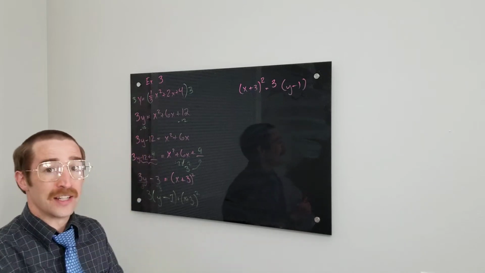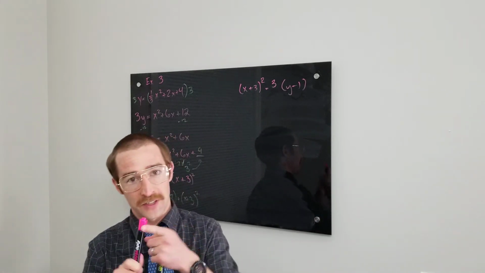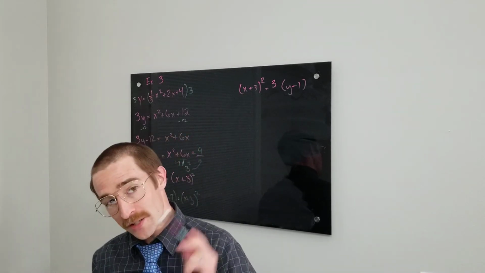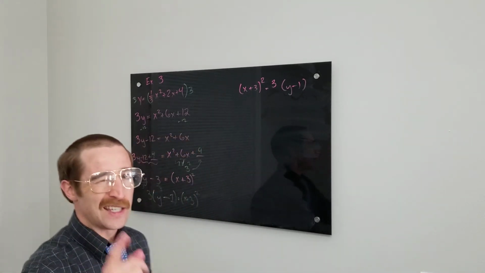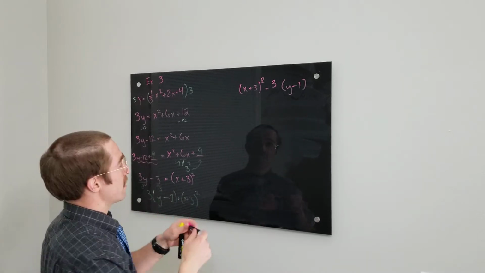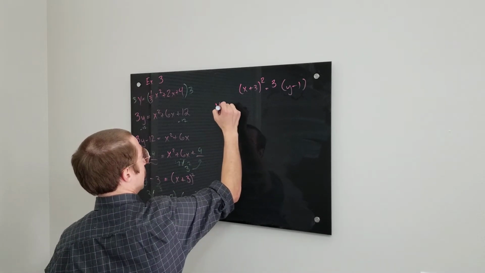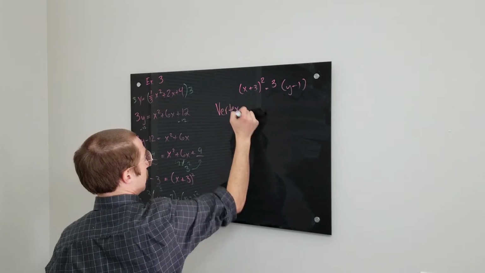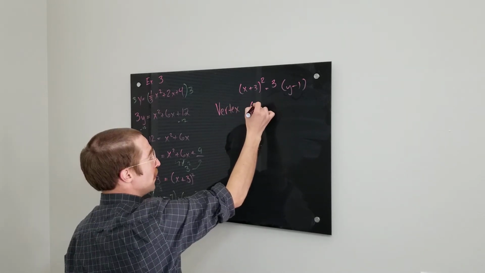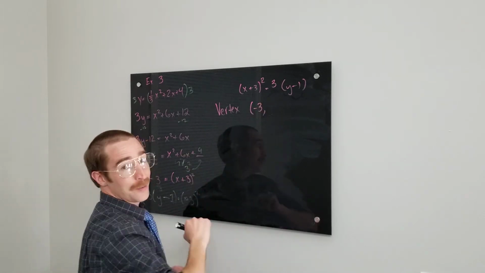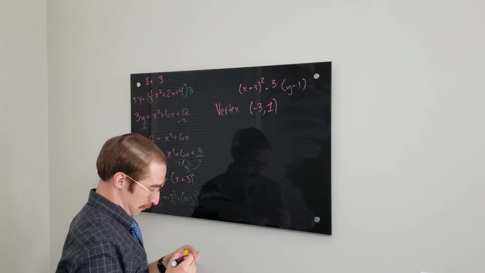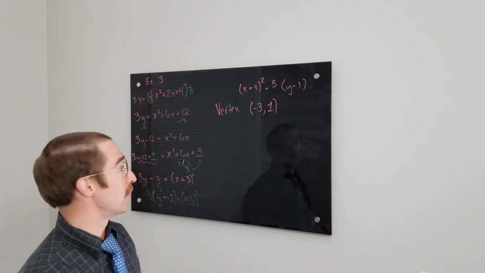We have our equation, but we need the vertex, the directrix, the focus, and the axis. So let's go ahead and find those. Easiest of all is finding the vertex and the axis. The vertex is the x number opposite of the x, so -3. The y number is opposite of the y, so +1. So the vertex is -3, 1.